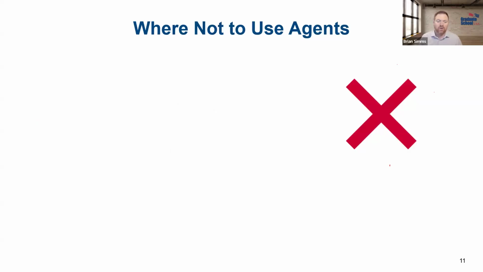So this is what AI agents can do. What can't they do, or where should we not use agents? Great question, by the way. There are places where it could assist, but it maybe probably shouldn't. So let's talk about each one of those here.